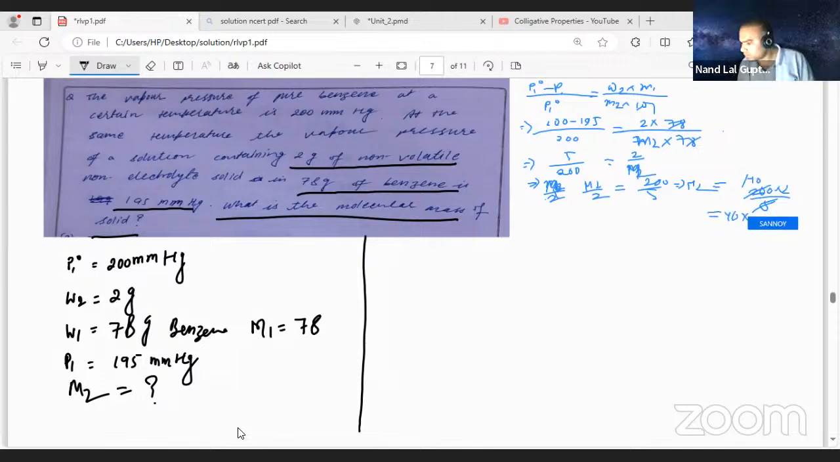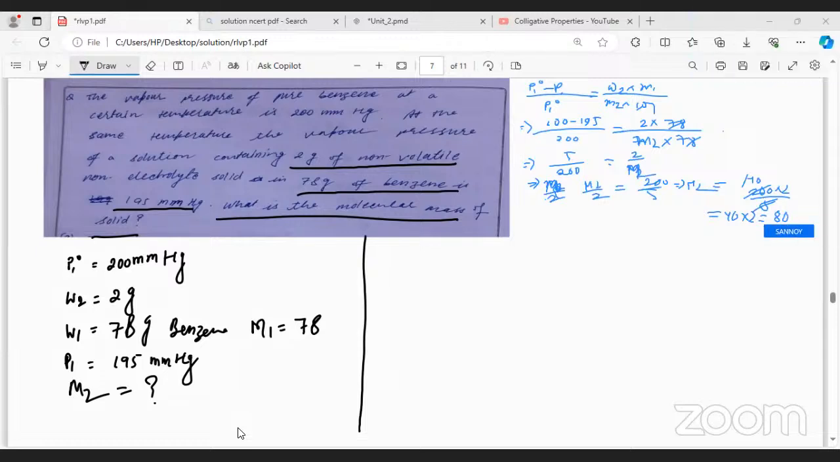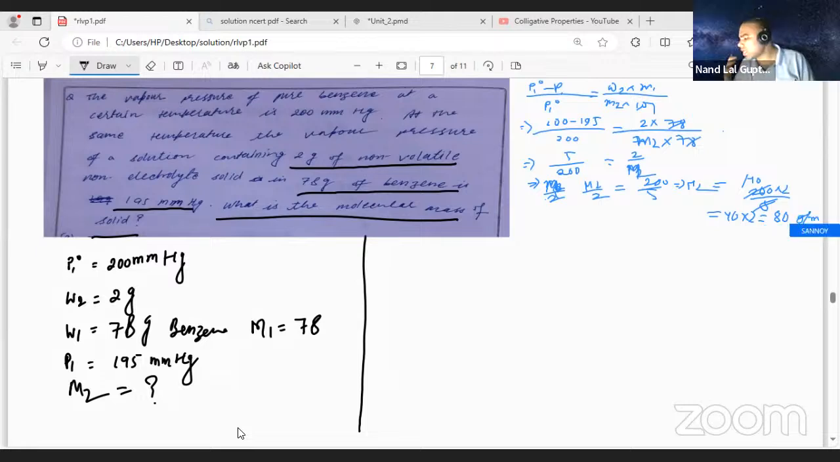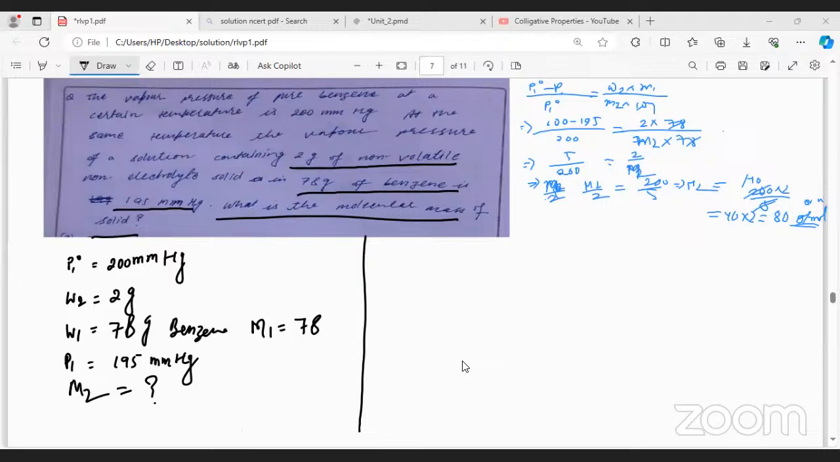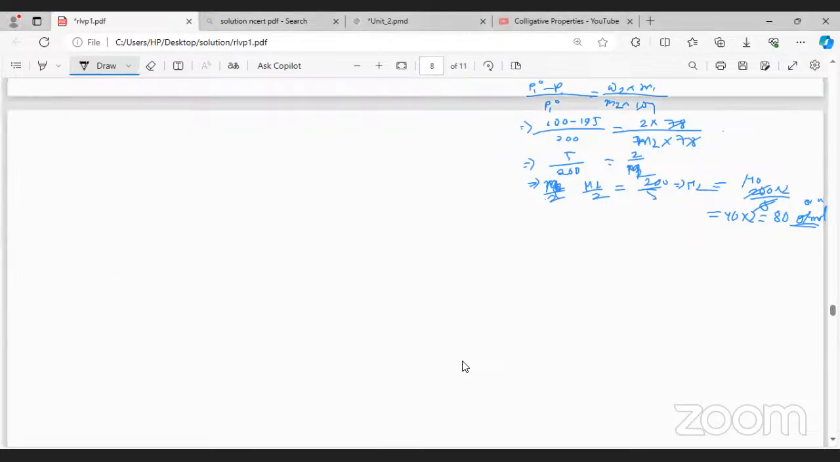How much is coming? 80 u. 80 u is correct. This is 100% correct. So you understood this problem, right? Yes. Now let's see the next one.